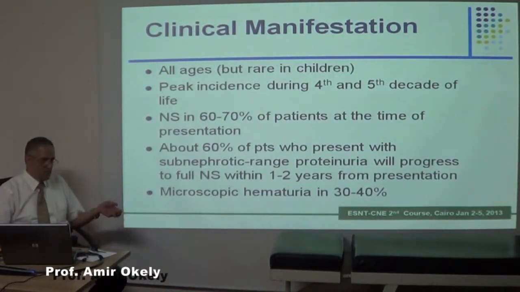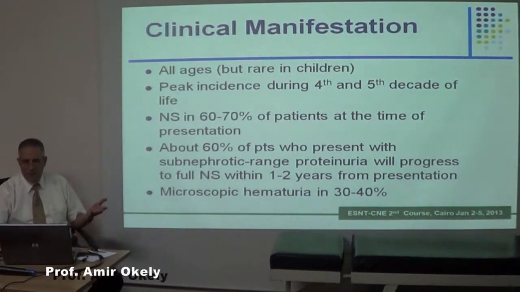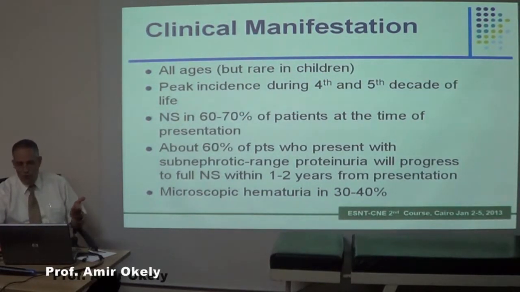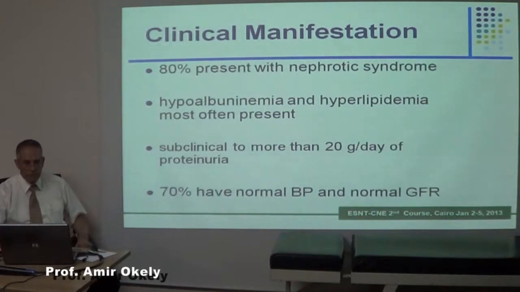I think the clinical manifestation of membranous nephropathy is more or less the same as that of any nephrotic syndrome. It usually affects the fourth and fifth decade, as we said before, and is rare in children. Nephrotic syndrome is present in 60 to 70% of patients at the time of presentation. About 60% of patients who present with subnephrotic range proteinuria will progress to full nephrotic syndrome within 1 or 2 years from presentation. Microscopic hematuria occurs in 30 to 40% of cases.